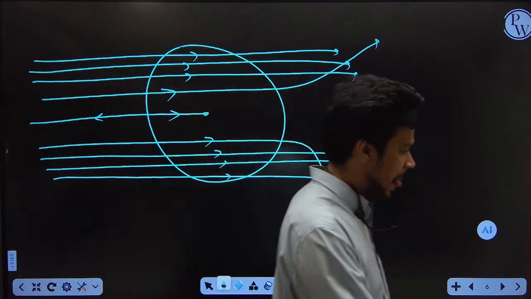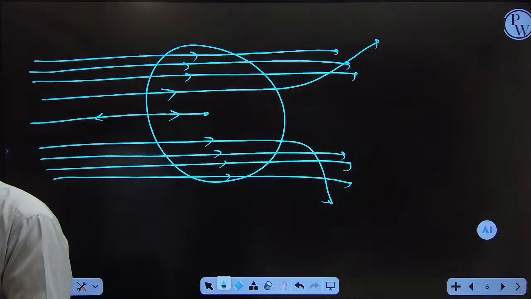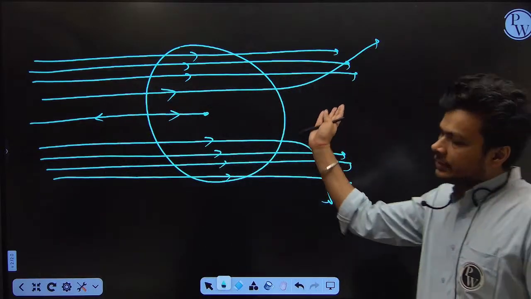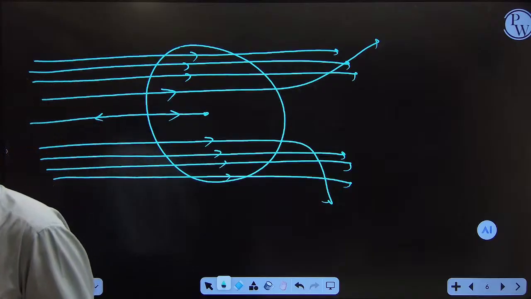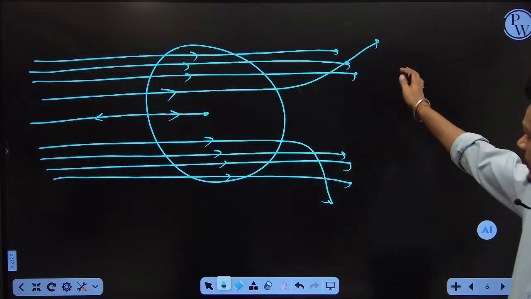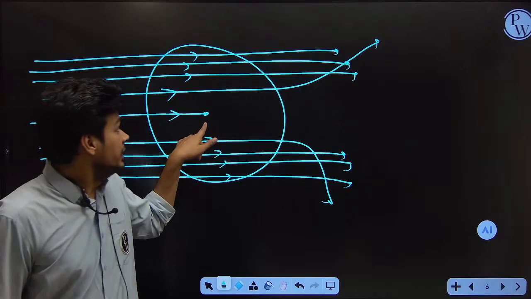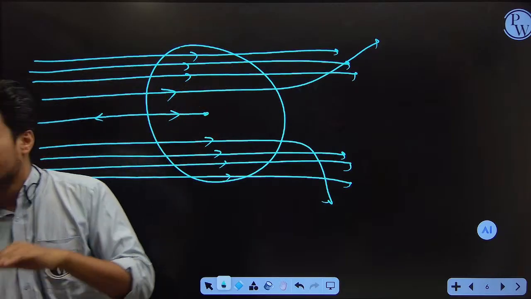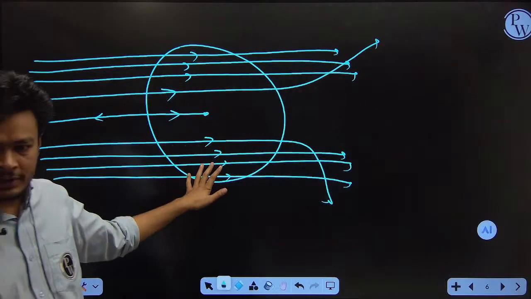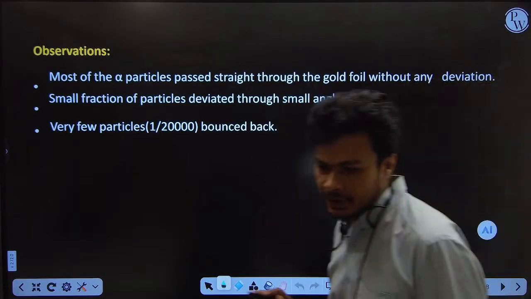And the deflection is of what nature? Repulsive, right? It must be repulsive because the alpha particle is positively charged, so whatever is repelling it must be of the same charge. Can we deduce that from this? Okay, so these are the observations.